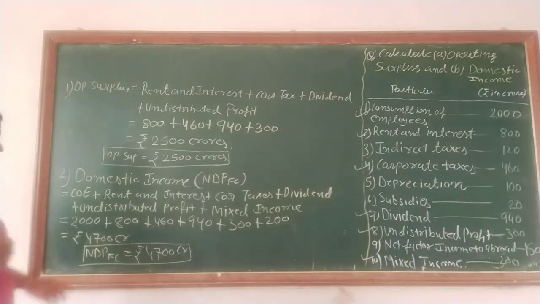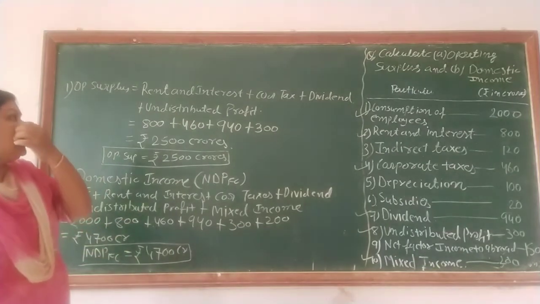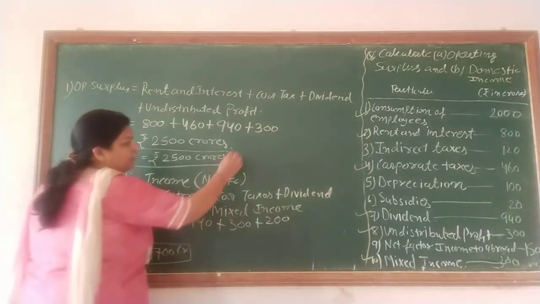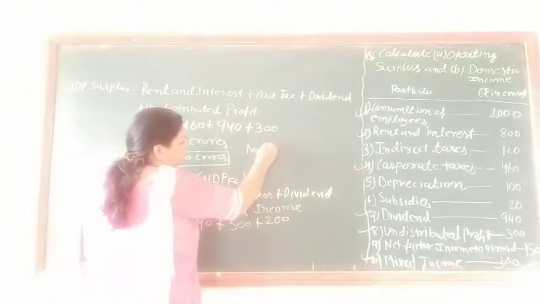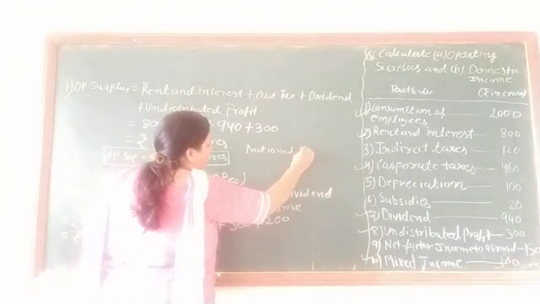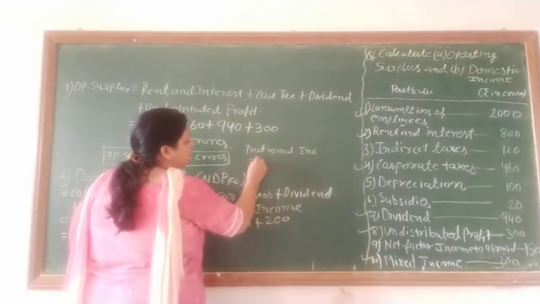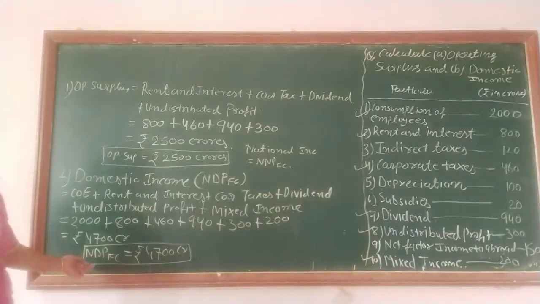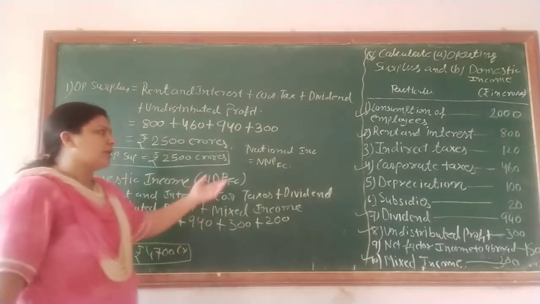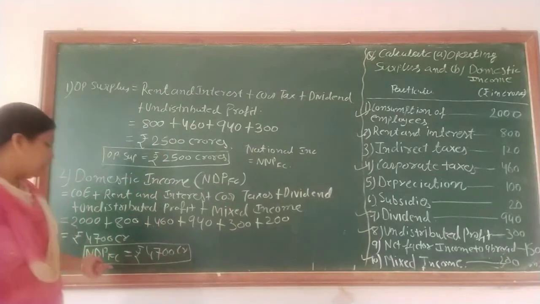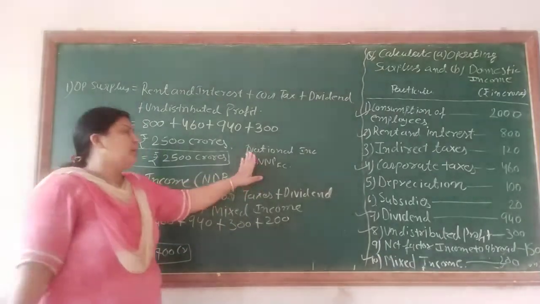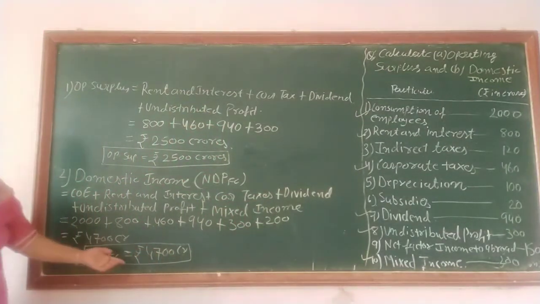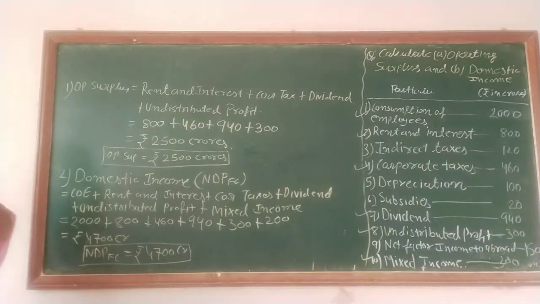But if in the sum, what if your question is the national income? So what is your national income? NNP at factor cost, national income, equals NNPFC. Clear? And this is the NDPFC. So whenever you are asked to find national income, you can go from here to here. Clear? But in this sum your domestic income is required. So that is NDPFC, rupees 4,700 crore.